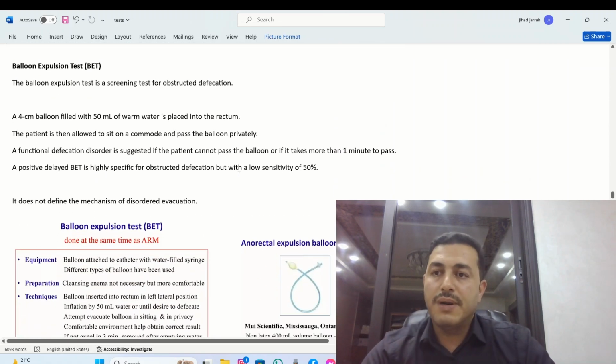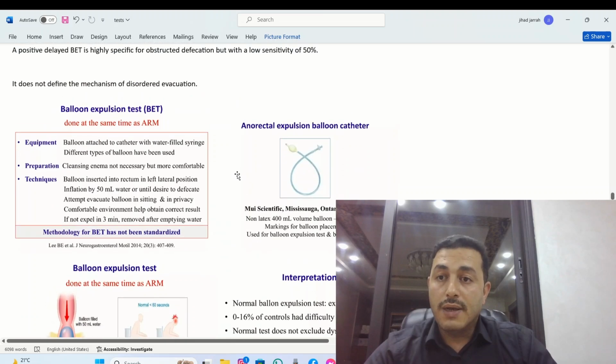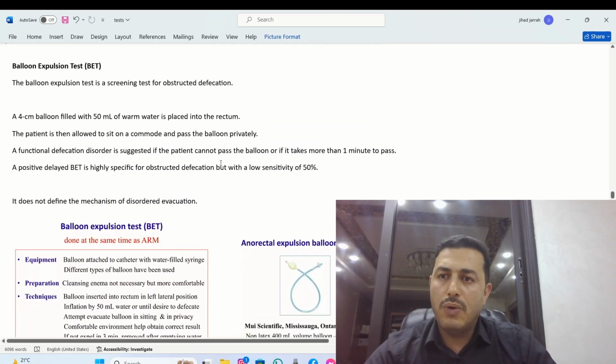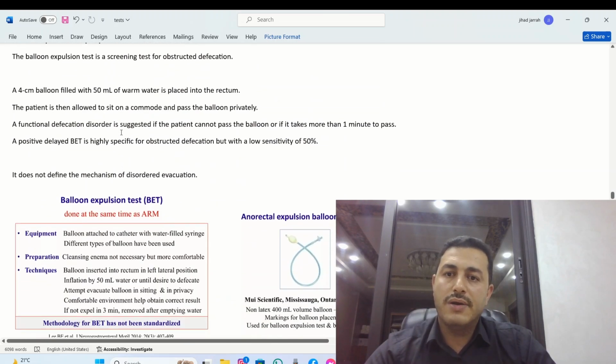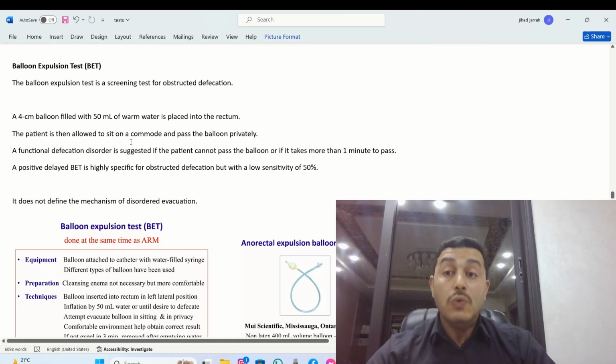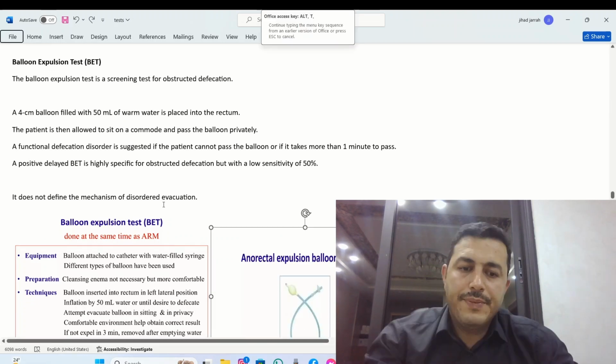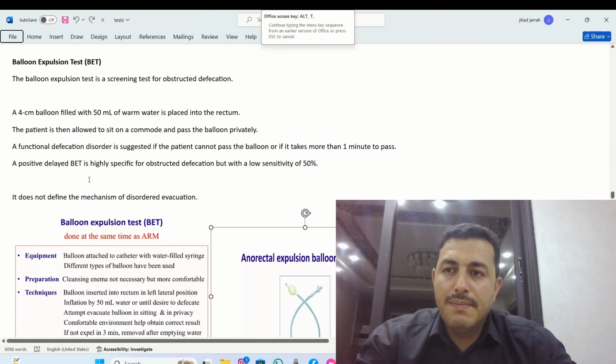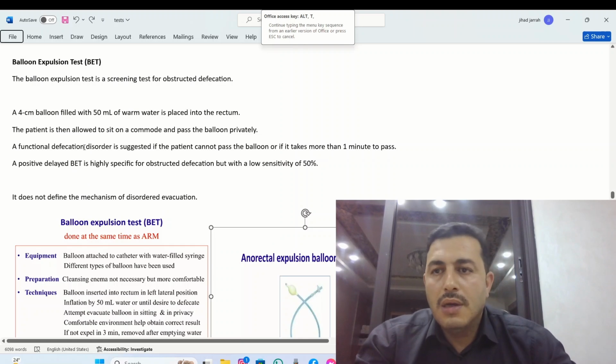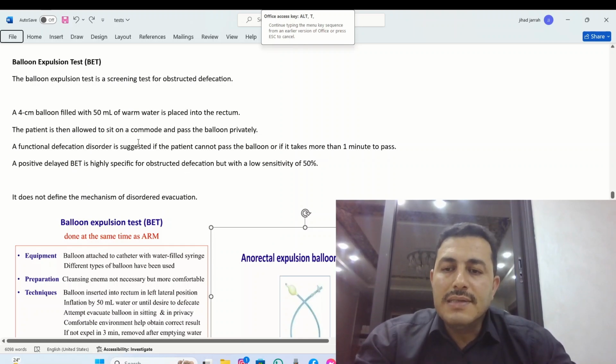I think the last parameter that we can study is the balloon expulsion test. This actually doesn't require the manometry. It is one of the physiological tests of the anorectal region and pelvic floor. Actually, it's simple.